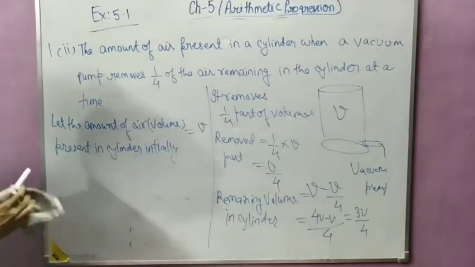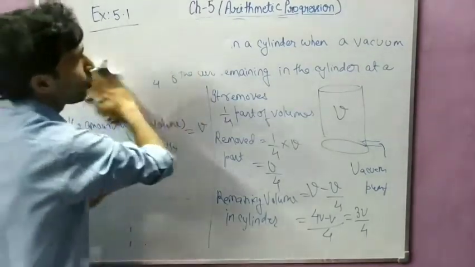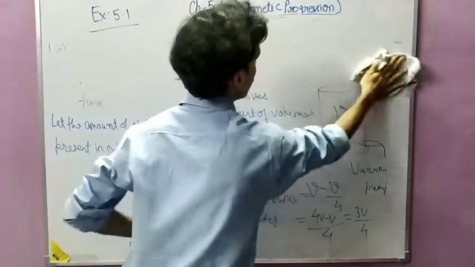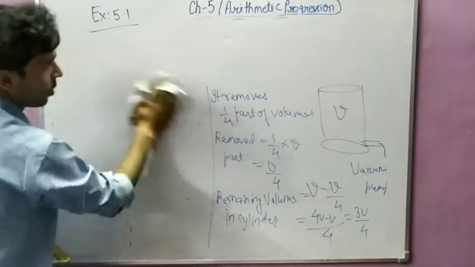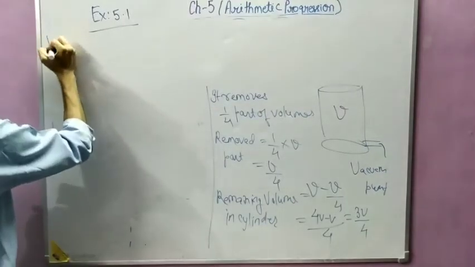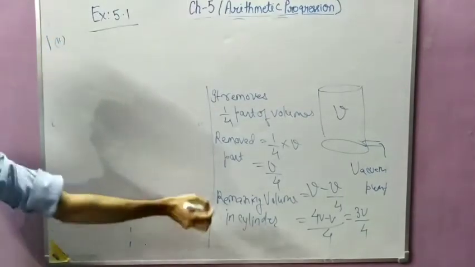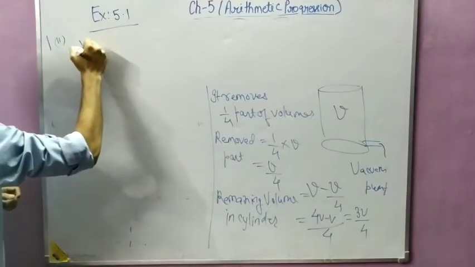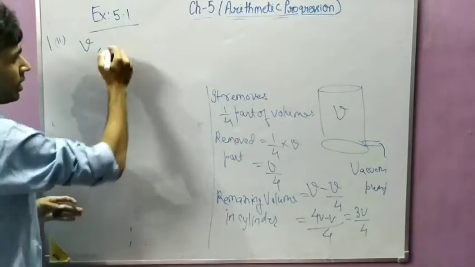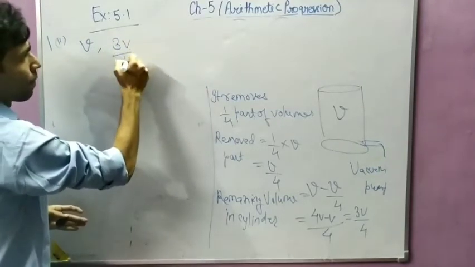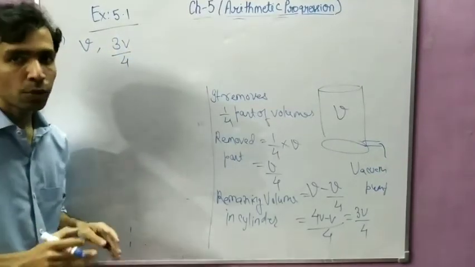Now I am going to erase the question because it takes time. Now student, earlier it was having volume V. After the operation of the vacuum pump, it remains only 3/4, okay, it remains only 3/4.